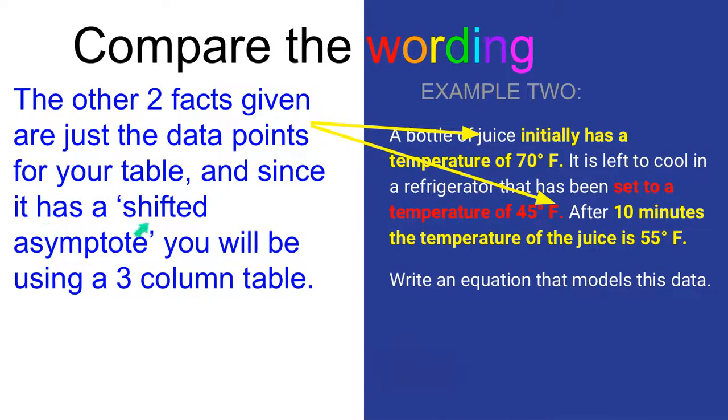Since it has a shifted asymptote, you will be using a 3-column table. So the initial value that's across from 0 is going to be 70. 10 minutes is 55 degrees. You're going to put that data in the table. This middle piece of sentence here is a condition. That's why I wanted you to focus on comparing the wording.